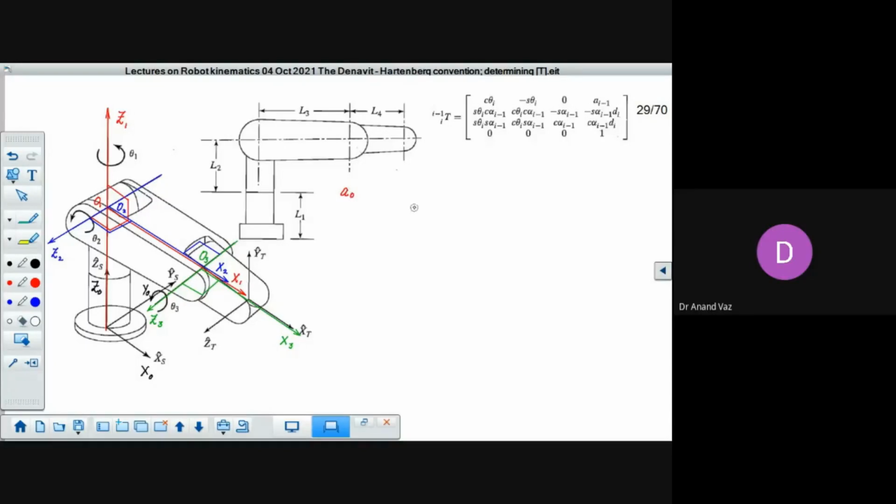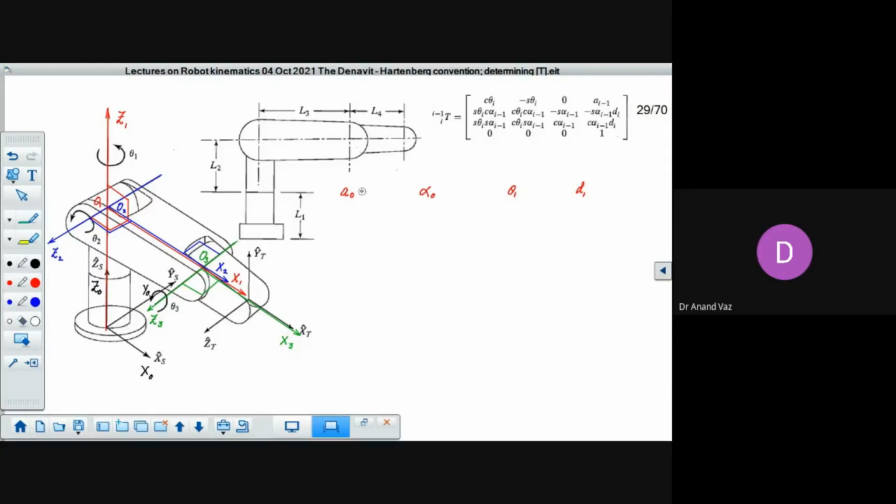Okay. Then we have the link twist, alpha 0. Then we have theta 1. And then we have d. Okay. So these are corresponding to i equal to 1.